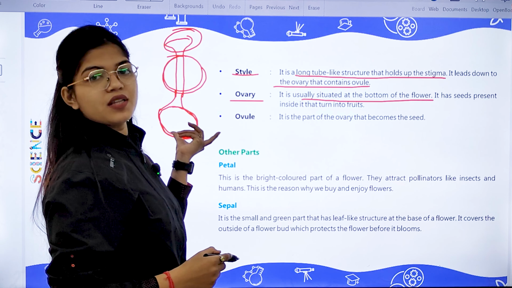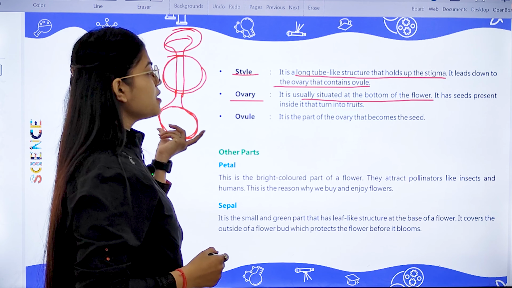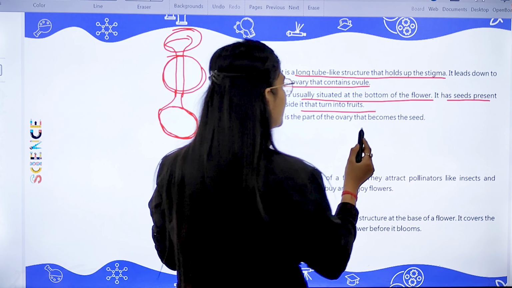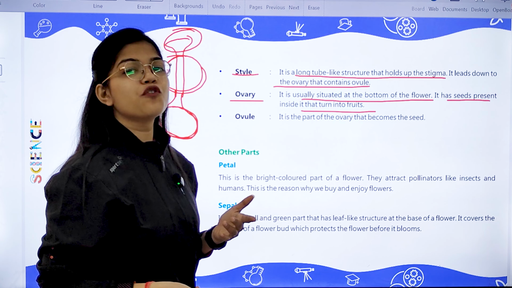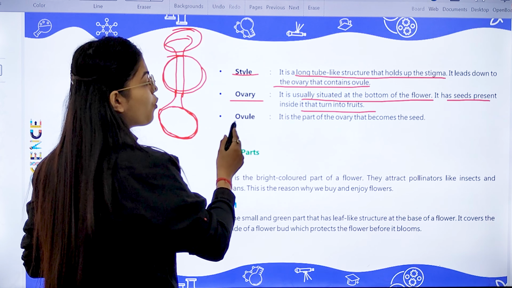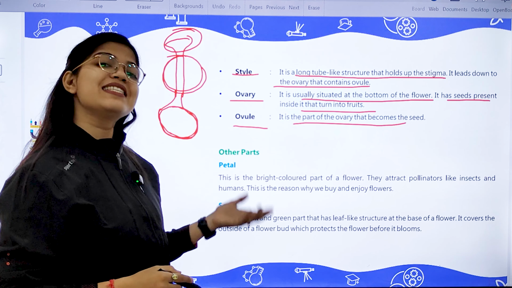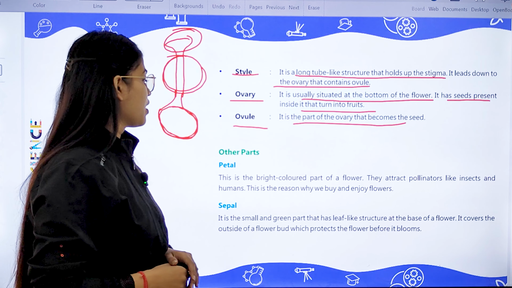At the bottom of the flower, there is the ovary, and inside this ovary, what are there? There are seeds present inside it, which turn into fruits. Then the ovule is the part of the ovary which becomes the seed afterwards.